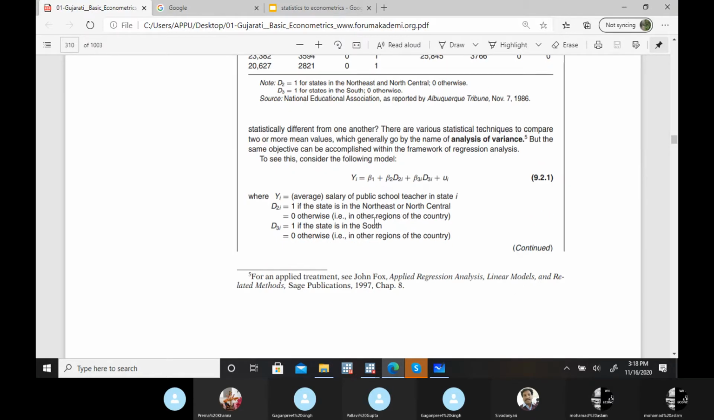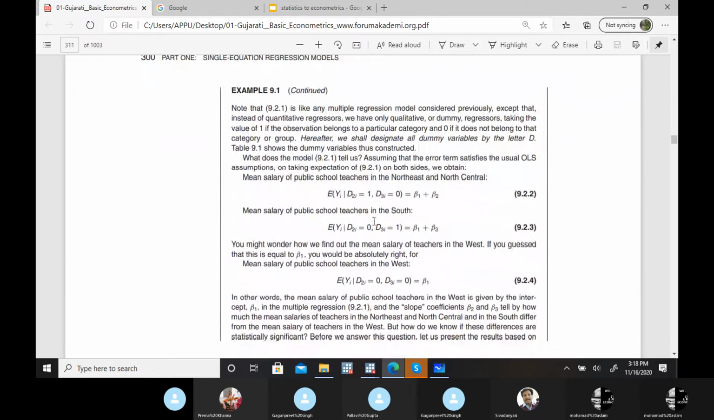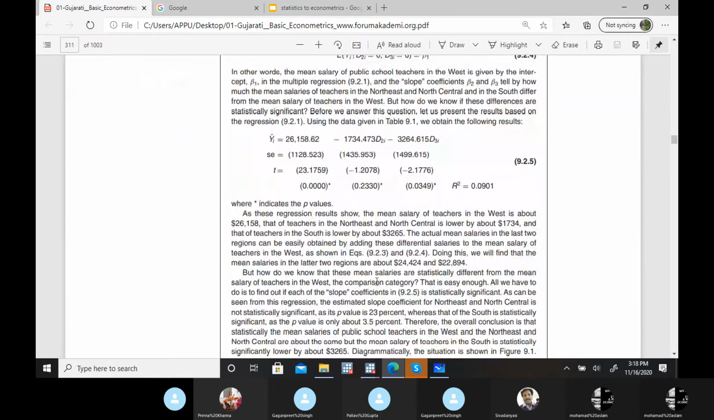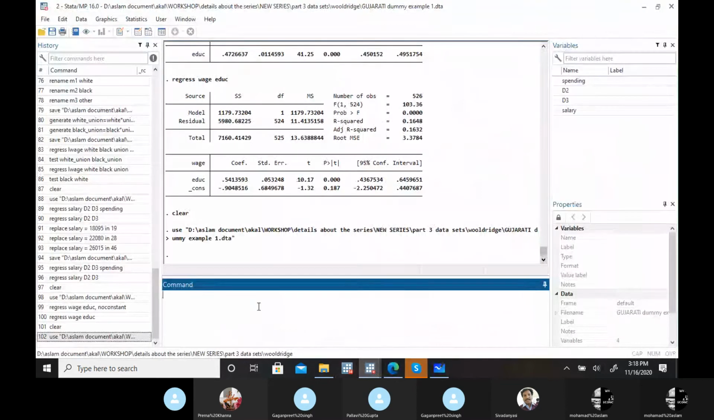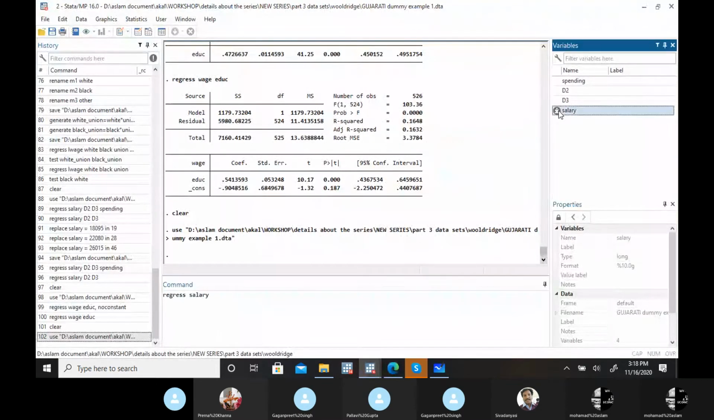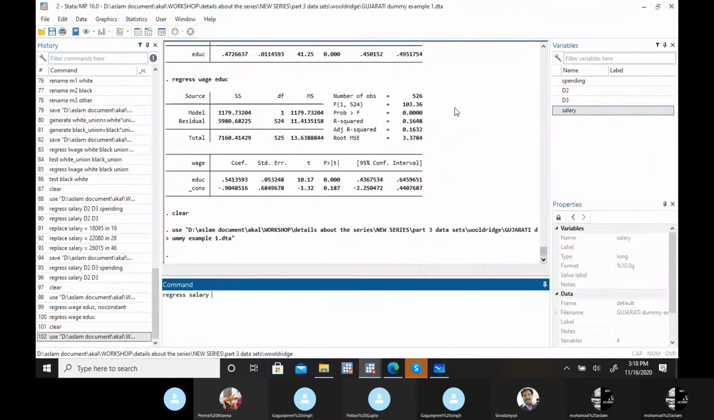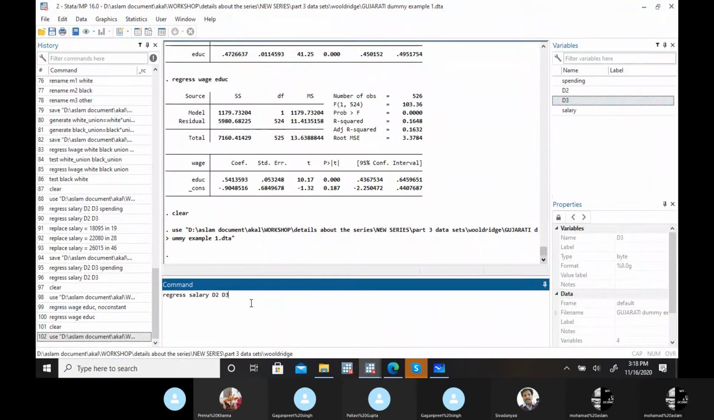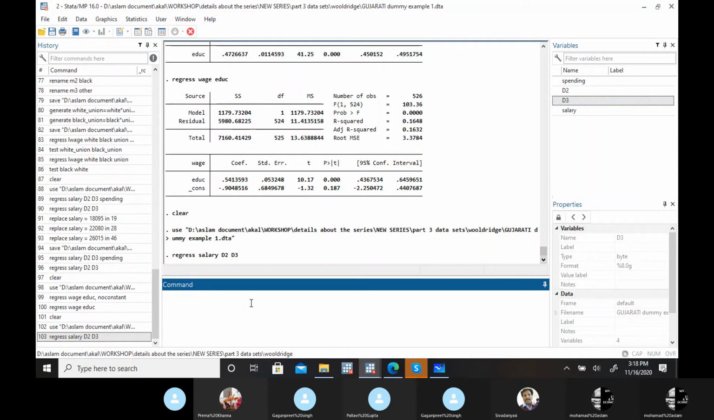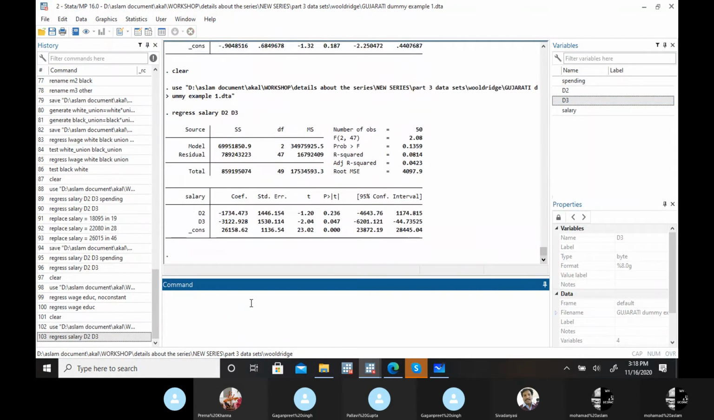Now if we run this regression, then we will get these results. First, just look at the results. Regress salary on both the dummy variables. That is our regression model, right? So these are the results.